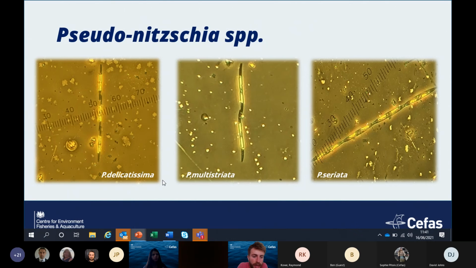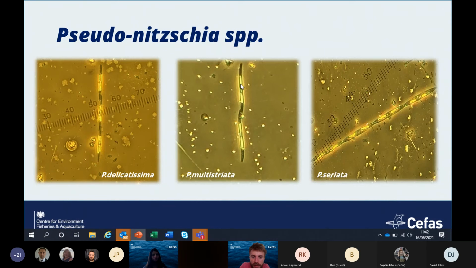So this first one, Pseudo-nitzschia delicatissima, you've got very thin, straight cells. And the way to tell if it's Pseudo-nitzschia is the way they join up at the ends here. You see how these two dark lines overlap and sit next to each other? So that's one of the ways you know it's Pseudo-nitzschia. Also the fact they're pointed and they have these two chloroplasts fairly centrally. So yeah, delicatissima, straight, thin.